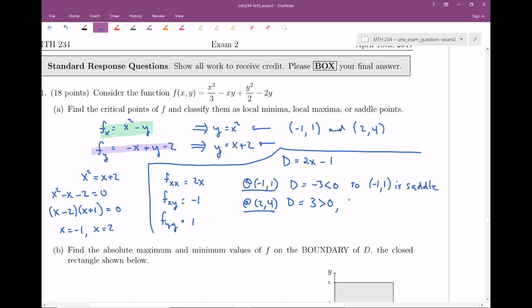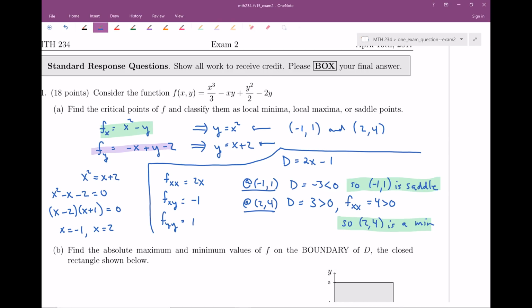I need to look at f sub xx. F sub xx, again, I'm plugging in 2 everywhere I see an x. So that's going to be 2 times 2, that's equal to 4. That's greater than 0. So therefore, given this information, (2, 4) is a local, again, this is concave up, so that's going to be a minimum, kind of opposite of what you would maybe normally expect. So there we go, we have found and we have classified our critical points.